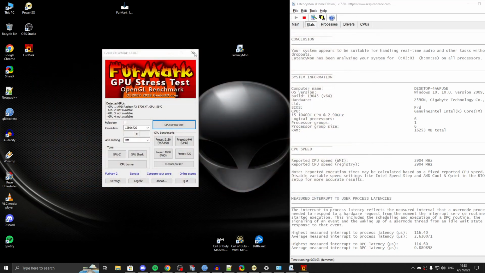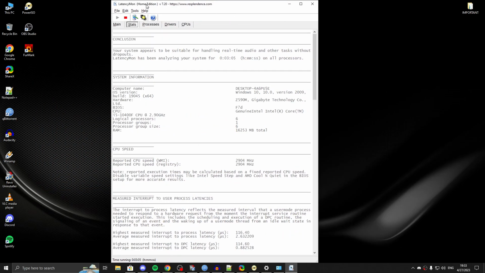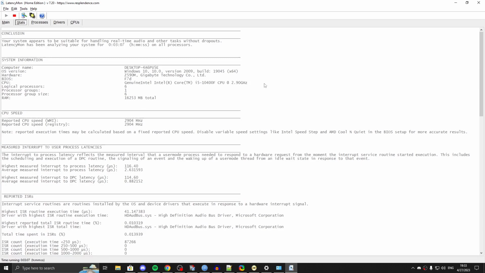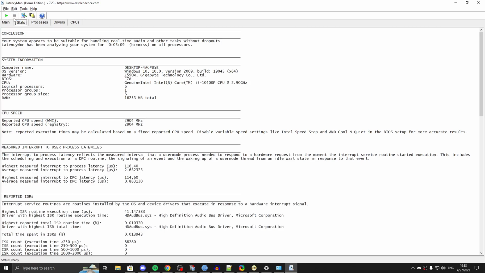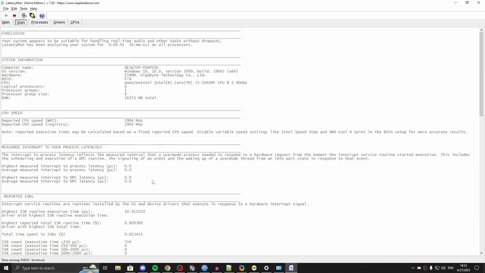Anyways, we'll stop this. Guys, for some reason the latency is really the same. Let's reset the latency to see if we have higher numbers. Okay, now we have really high numbers. As you see, the average process latency is 3.4 and the average DPC latency is 1.2.